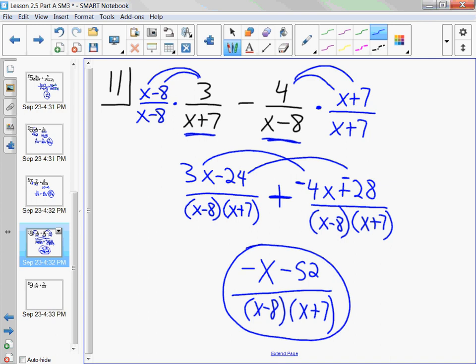Go ahead and do number 12 with your shoulder partner. Please work in partnerships.